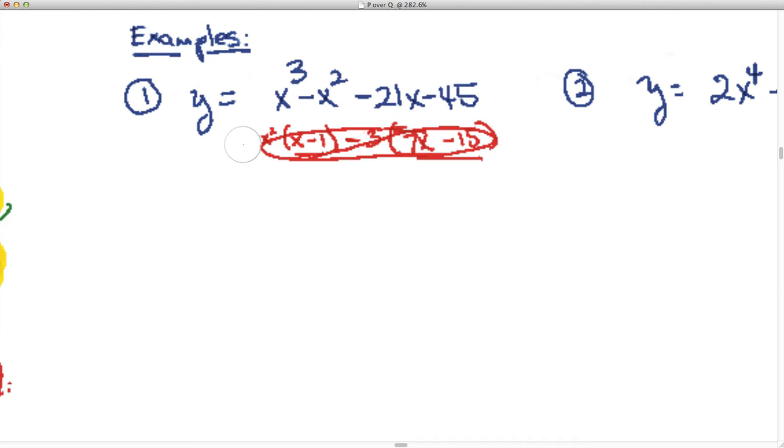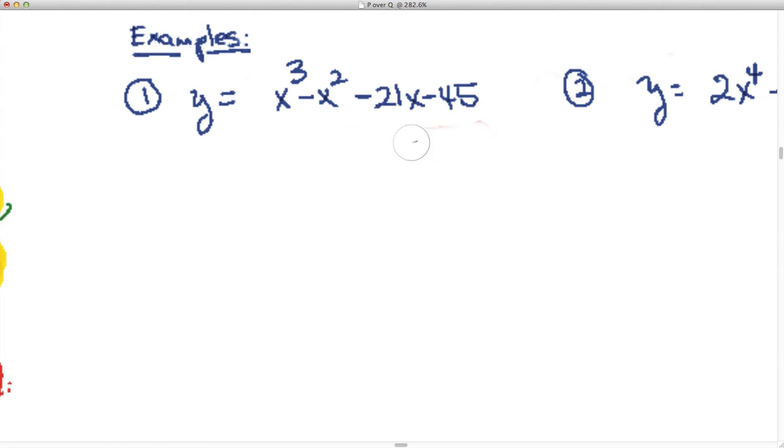So, since we cannot do grouping, we try P over Q's. So, I'm going to list the P's, I'm going to list the Q's, and then we're going to do our synthetic division. So, P comes from this constant here, and all the factors are going to be plus or minus 1, plus or minus 3, because 3 times 15 is 45. Let's see what else goes in there. 5 goes in there, right? Plus or minus, because 9 times 5. And then the 9, and then the 15, and then the 45.